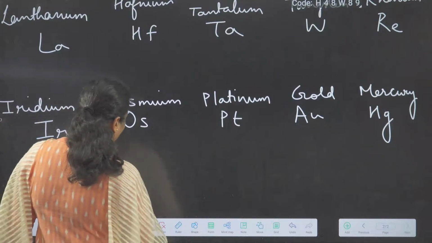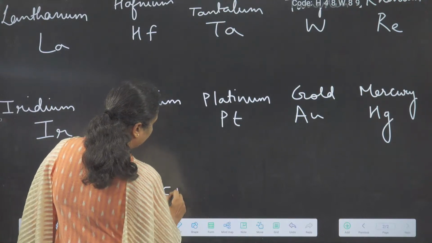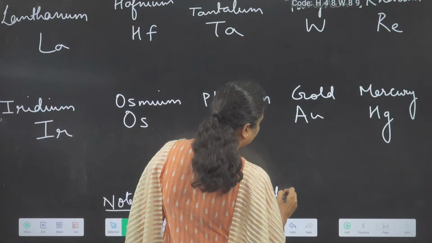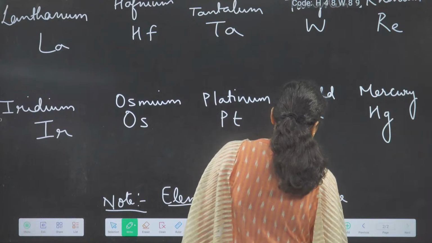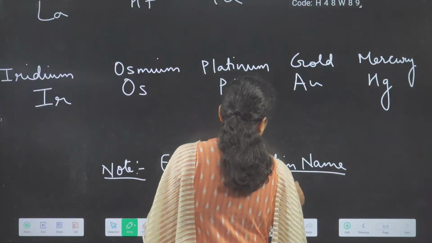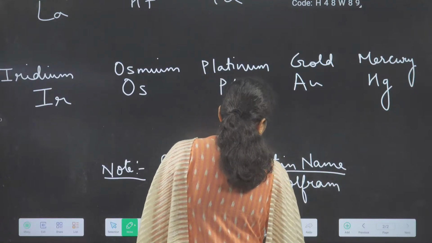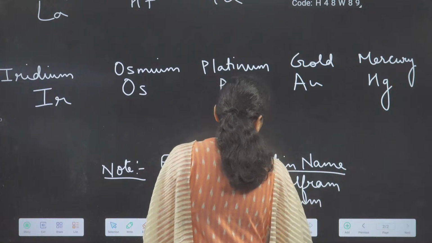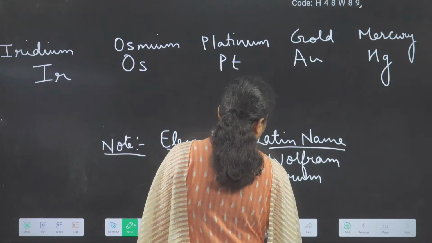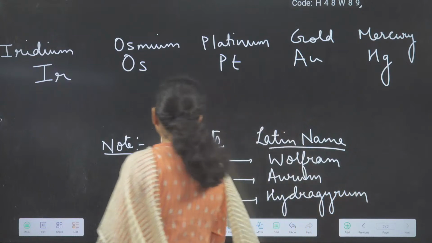And here I'll write down a note. You already know that note will contain the elements whose symbol is derived from their Latin name in this particular series. So you are having here tungsten, Latin name is wolfram. Then you are having here AU, which is aurum. And then you are having here HG, which is hydrogen.